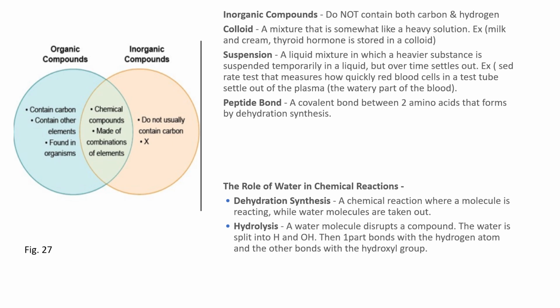Peptide bonds are covalent bonds between two amino acids that form by dehydration synthesis, which is a chemical reaction where a molecule is reacting while water molecules are being taken out. Hydrolysis is when a water molecule disrupts a compound, so the water gets split into a hydroxyl. So it's one part bonds with the hydrogen atom and the other part with the hydroxyl group.